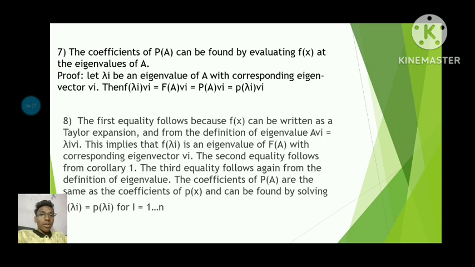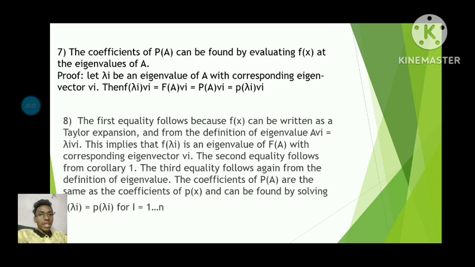Now we move to the next equation. The coefficients of p(A) can be found by evaluating f(A) at the eigenvalues of A. Proof. Let lambda_i be an eigenvalue of A with corresponding eigenvector v_i, then f(lambda_i) v_i equals f(A) v_i equals p(A) v_i equals p(lambda_i) v_i.